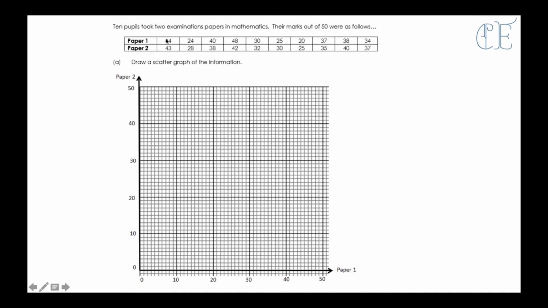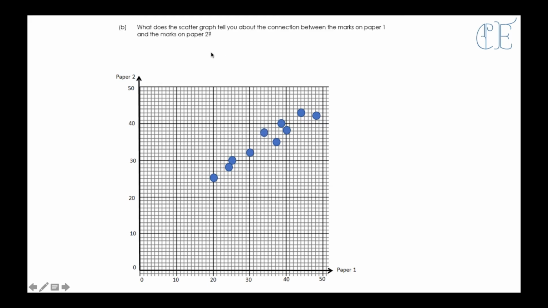So paper 1 scores 44 and paper 2 scores 43. So we would go over to 44 and then we would go up to 43 and place our mark. And the same follows: we'd go across to 24 and up to 28, across to 40 and up to 38 and so on, and we'll plot all of our points on the graph. So already you've scored some marks doing that.